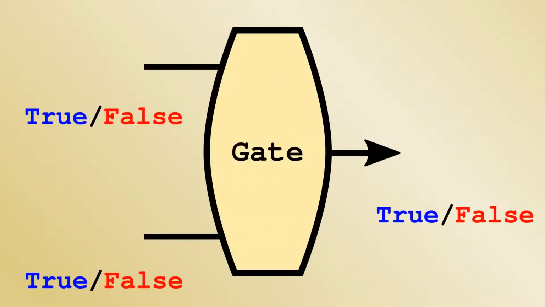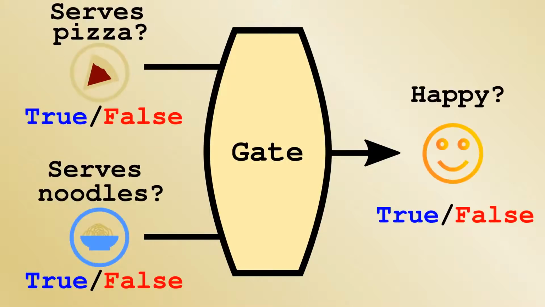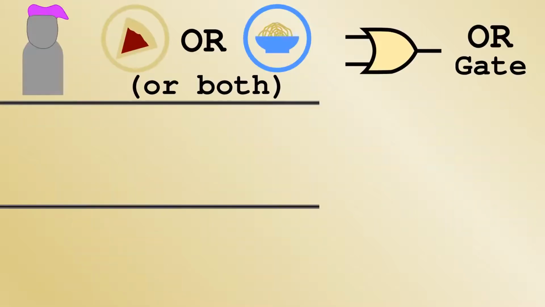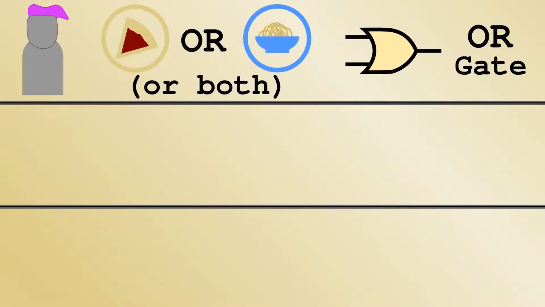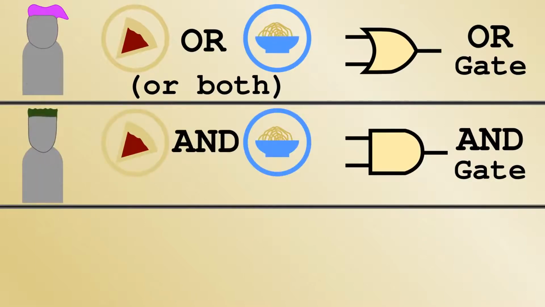Let's consider a more interesting example when the logic gates can have multiple inputs. Such gates have pretty straightforward names, as we'll see. Now the friends are choosing restaurants which might serve pizza, noodles, both, or neither. Alice is happy when the restaurant serves at least one of the two options, or both. This idea is represented by what is called an OR gate. This is the symbol. Bob wants choice, so he wants both pizza and noodles on the menu, hence the AND gate.